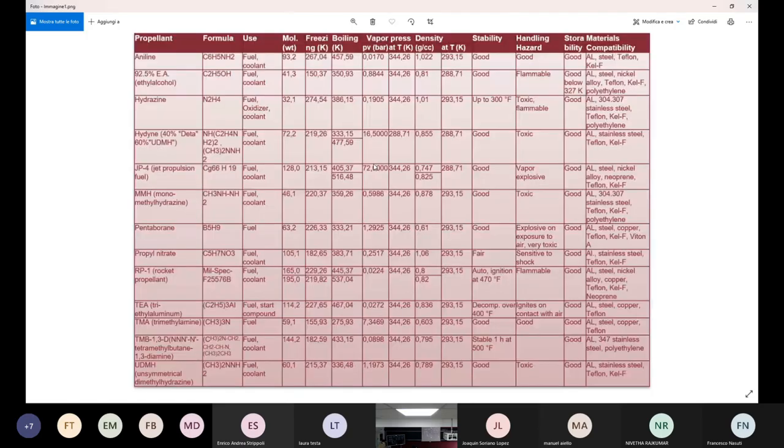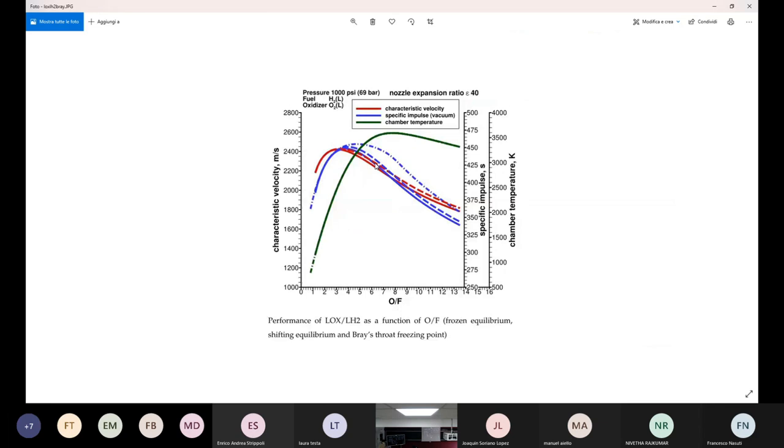Now we can see what is not shown so far. So this is a plot considering the, let me check this plot. So you see here the plots relevant to the same color means that you are considering different assumptions, so equilibrium or not. And in any case, you see this chamber temperature here that peaks at a different point with respect to characteristic velocity and specific impulse. So you see that specific impulse will peak at a higher OF with respect to the characteristic velocity because there is also a role of gamma.